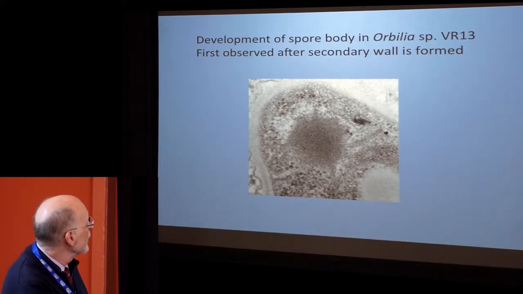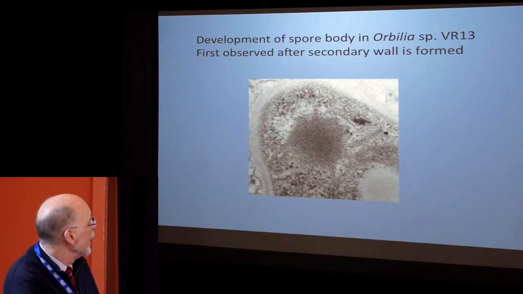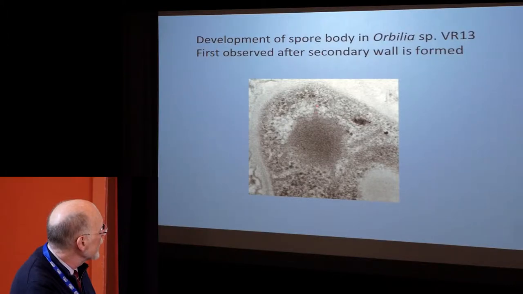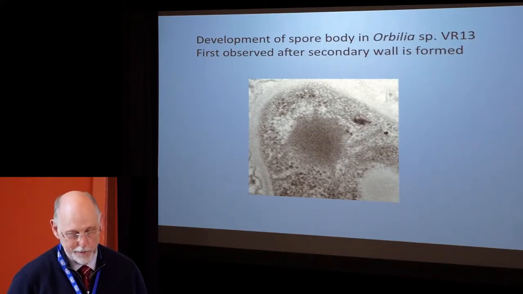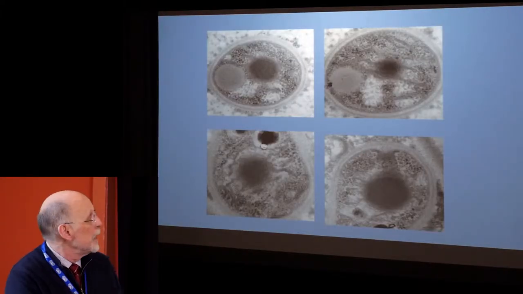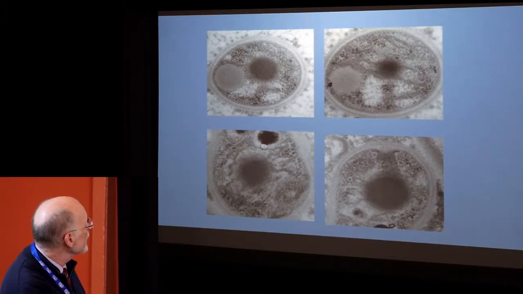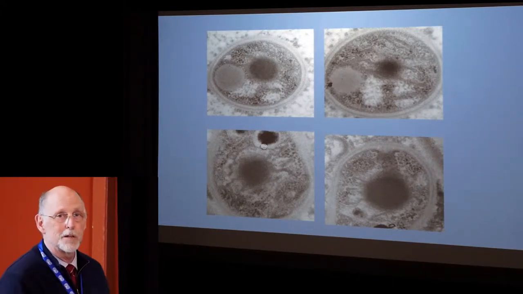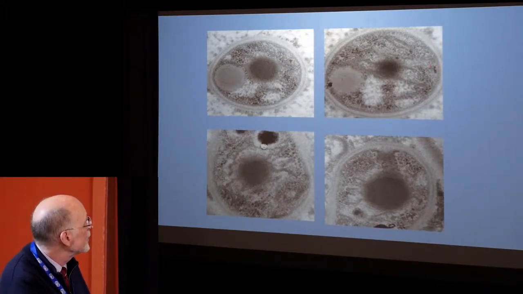So here we are with a spore. Primary wall is evident, and you begin to see secondary wall development. Here is the earliest spore body that we've caught, and it has a membrane surrounding it. You see it has arms and loops and so forth that are radiating from it. And here, just looking at this in different parts of a section, primary and secondary wall, we find this spore body developing as the secondary wall develops, or at the same time it develops.